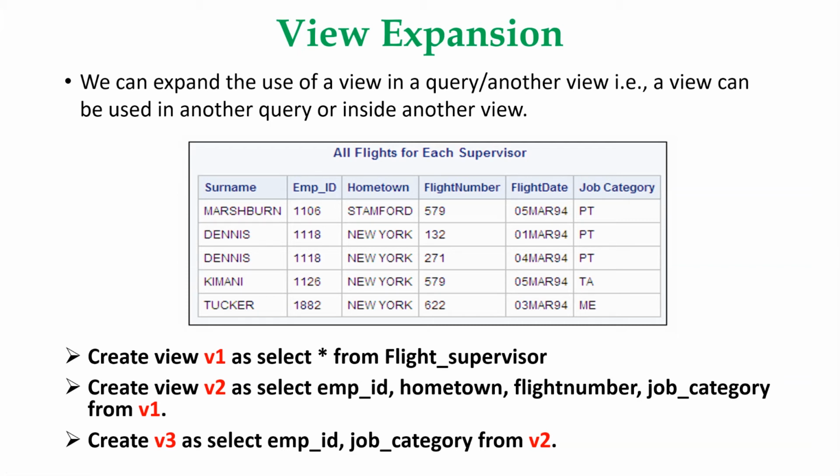Now create V3 as select employee ID, job category from V2. So in V2 I have displayed 4 attributes: employee ID, hometown, flight number and job category. Among these 4 attributes, again I am creating a new view where I am going to display employee ID and job category. This is from V2. So this is called view expansion. From one view I am creating another view, and from the second view I am creating another view. Likewise it goes like a chain.